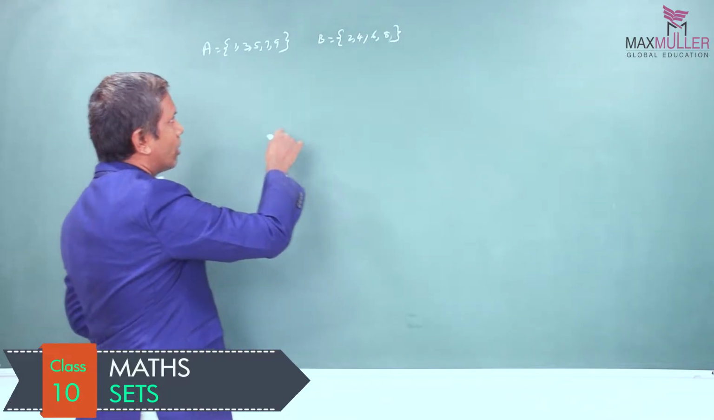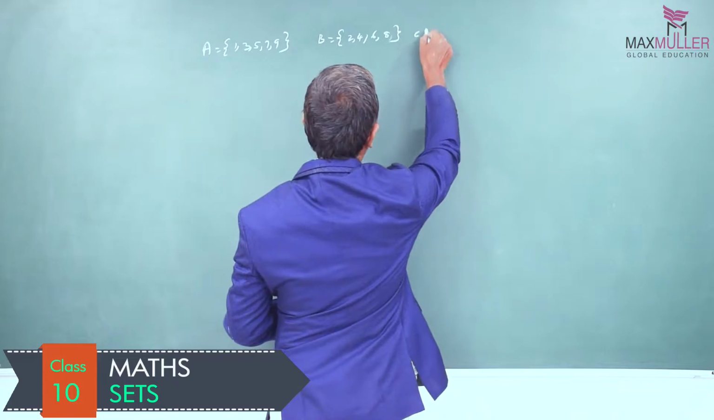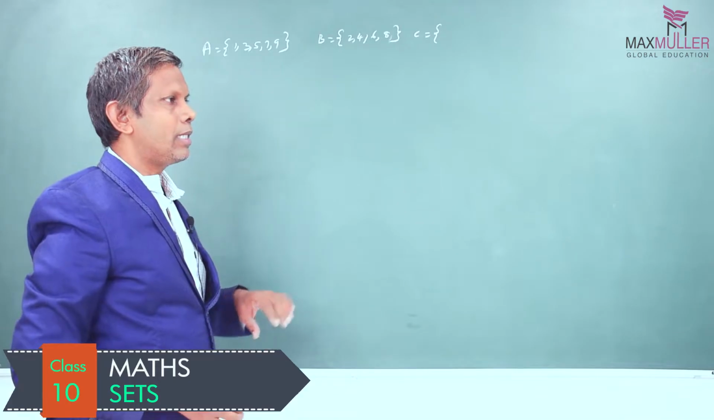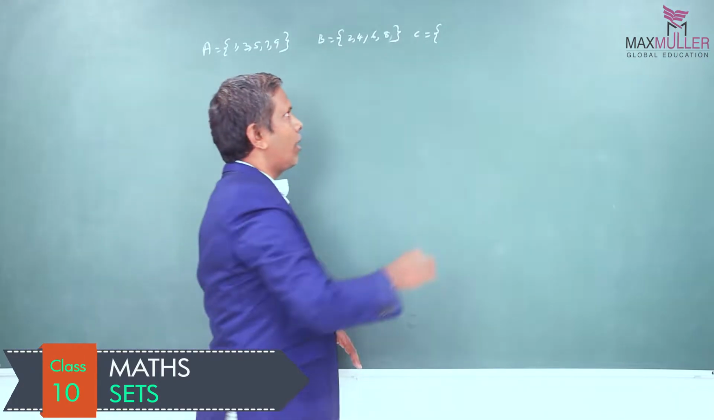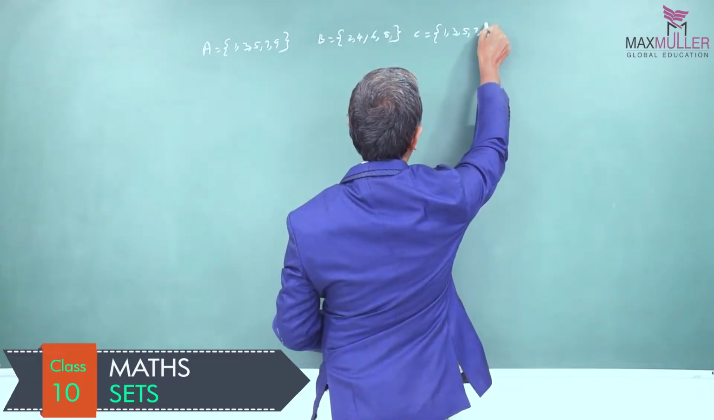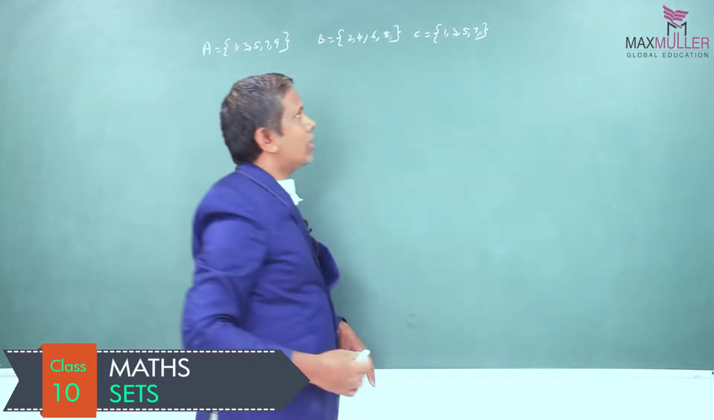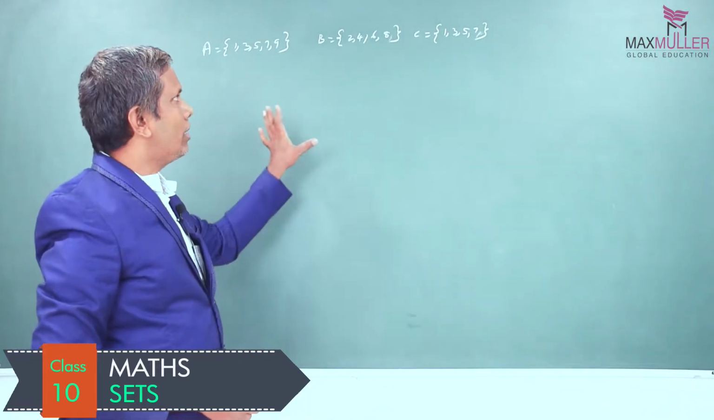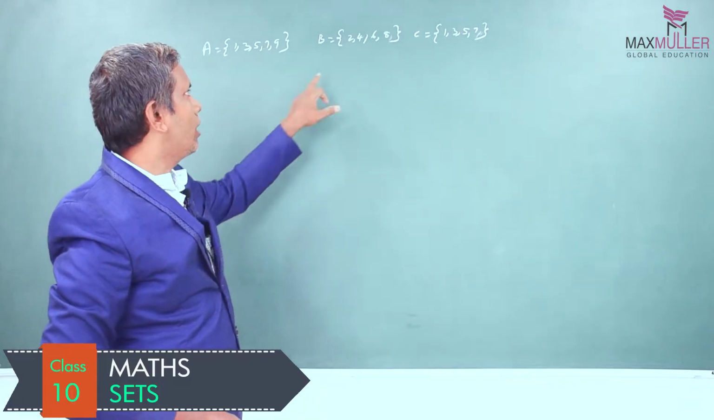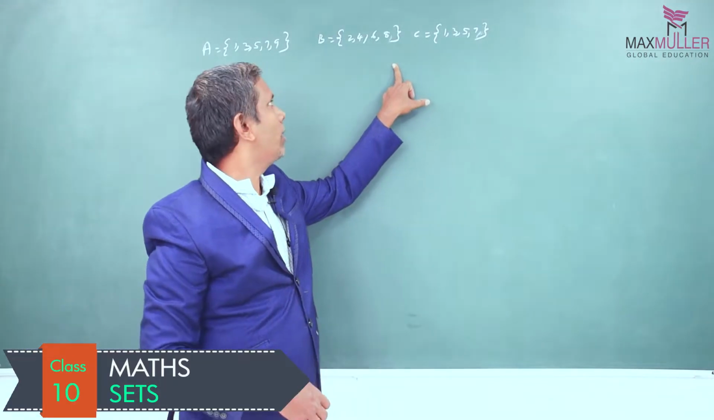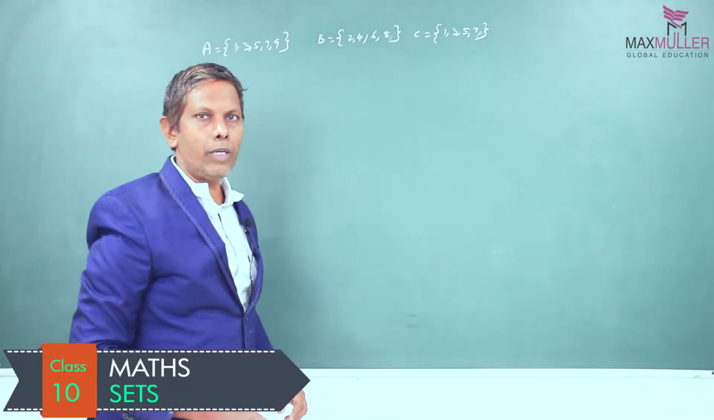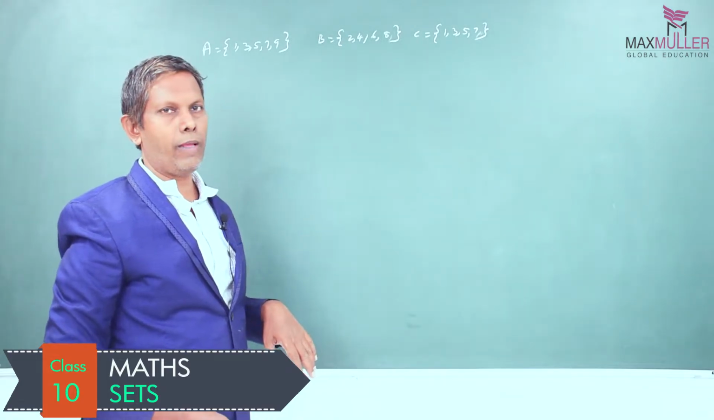And also the set C contains, C I am taking as prime numbers less than 10 only. 1, 3, 5, 7, that's all. These are all prime numbers. A is odd natural numbers up to 10 and B is even natural numbers less than 10 and C is prime numbers less than 10 we are taking.